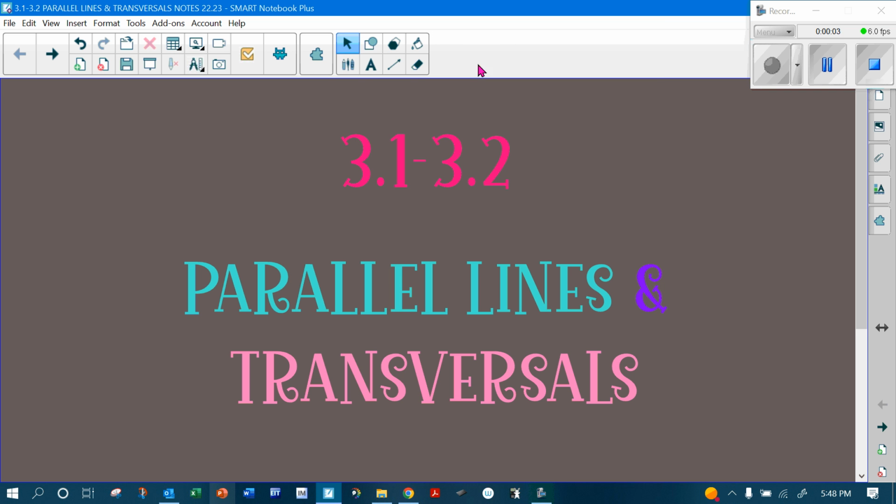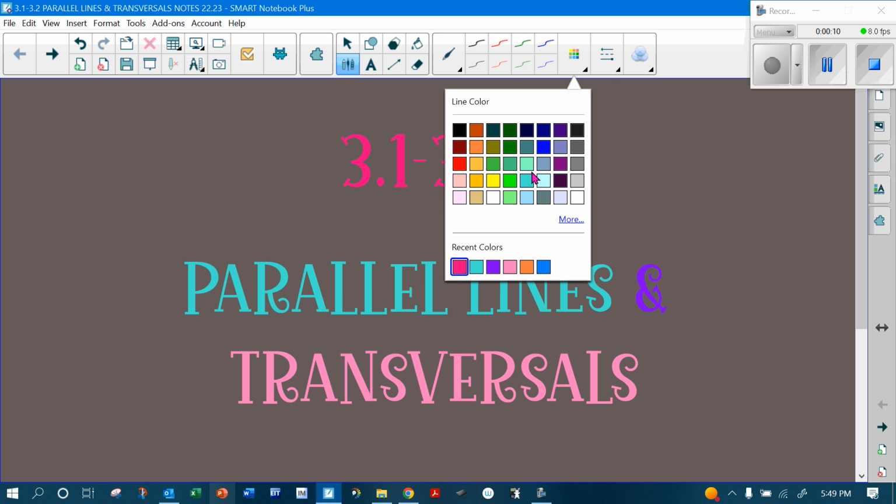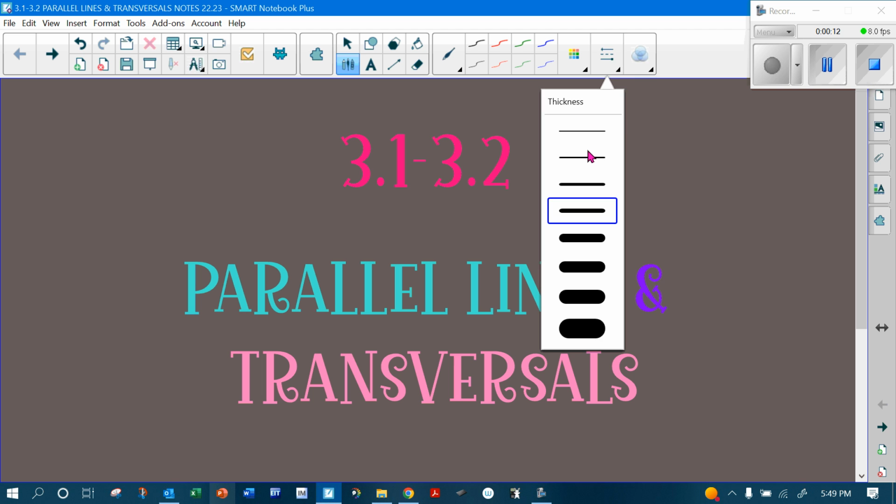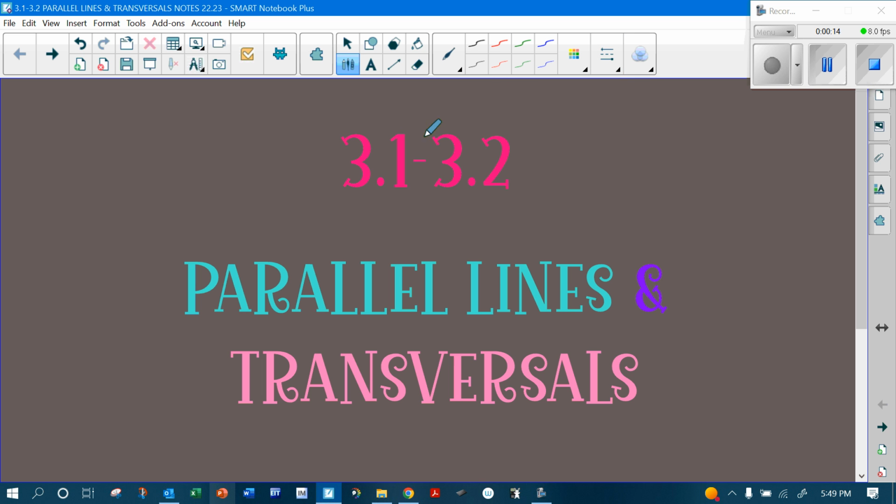All right, guys, so we are now starting chapter 3. We're going to get into the heart of geometry now. So let's go ahead and take a look at what we have going on. We're doing 3.1 and 3.2 together because they're pretty much the conditional and the converse of two chapters. So this is parallel lines and transversals, okay?